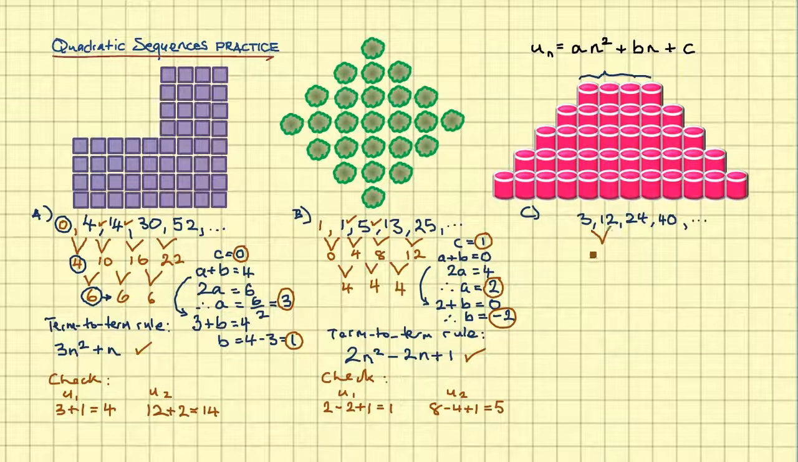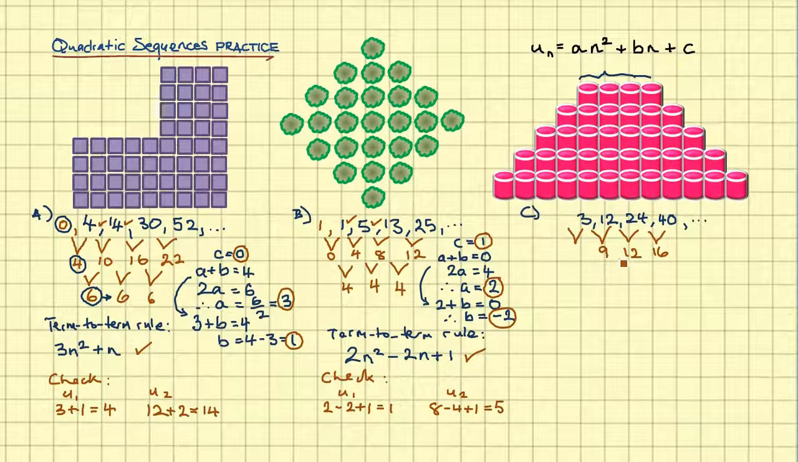All right, so now we're going to find our common differences. So first difference, 3 from 12 gives us 9. 24 subtract 12 gives us 12. 40 subtract 12 is 16.